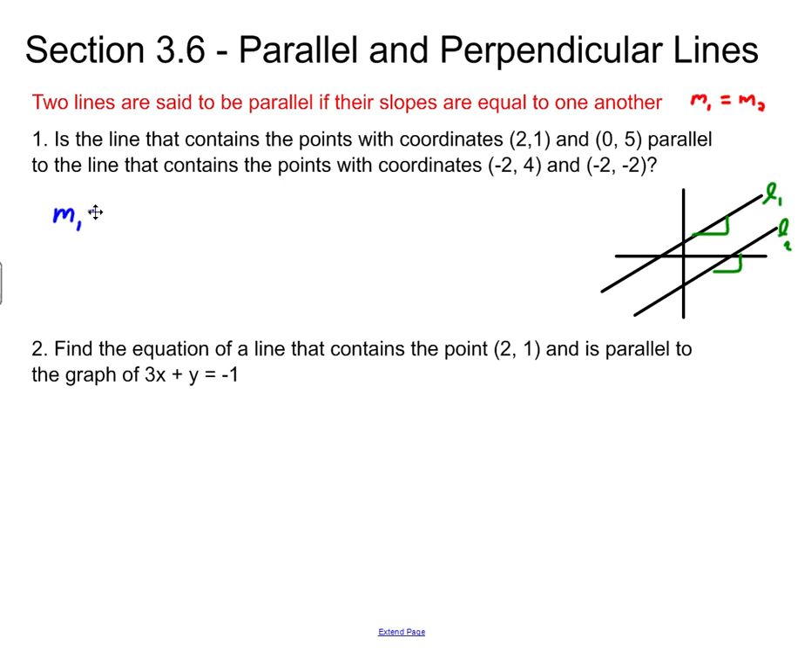So for slope number 1, let's take our points (2, 1) and (0, 5). That means our difference in y values is 5 minus 1, divided by 0 minus 2. So in this case, we get a slope of 4 divided by -2, which reduces, as we know, to -2. So this is slope number 1.